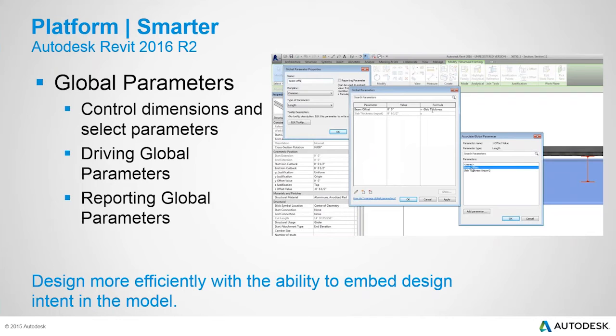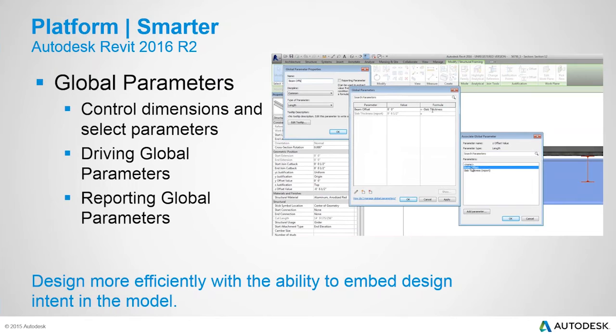So we've got a new global parameter feature in Revit 2016 R2. Now this enables us to drive dimensions and element instance parameters with project-wide parameters. Okay, what does this mean? We can create, for example, global parameters to measure dimensions and then calculate formulas to drive the dimensions and parameter values in other elements within the project.